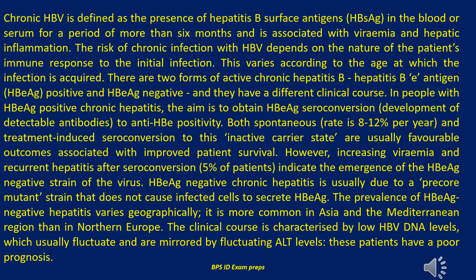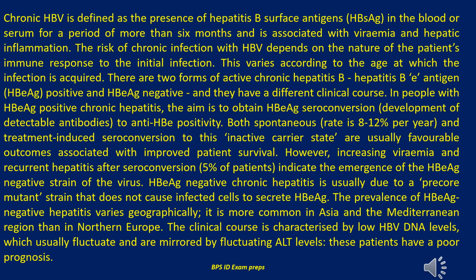The risk of chronic infection with HBV depends on the nature of the patient's immune response to the initial infection. This varies according to the age at which the infection is acquired. There are 2 forms of active chronic hepatitis B: hepatitis B e antigen, HBeAg, positive and HBeAg negative, and they have a different clinical course.